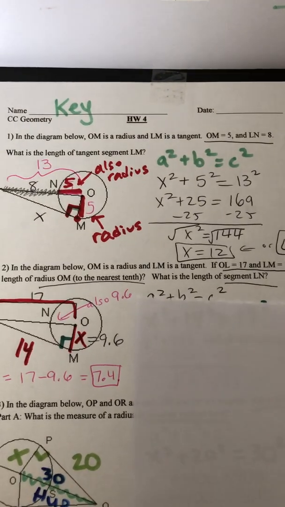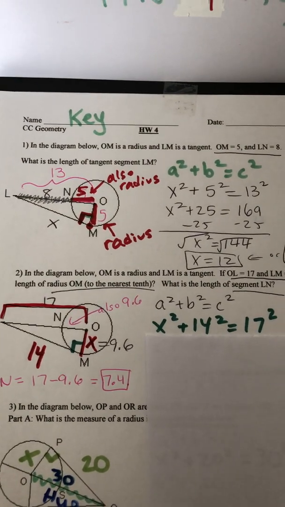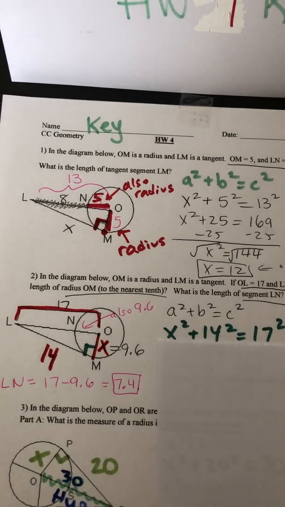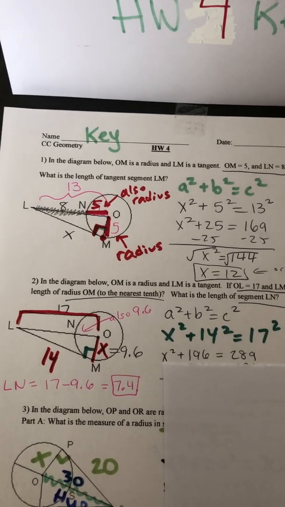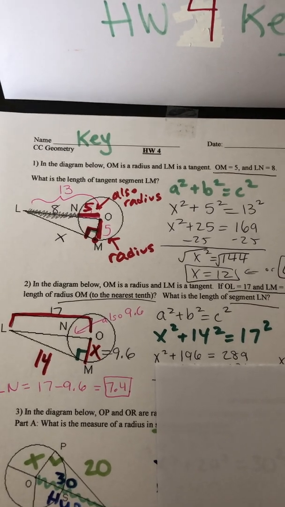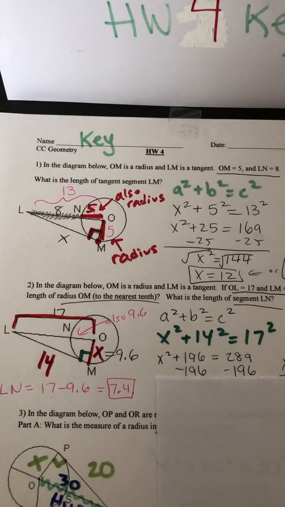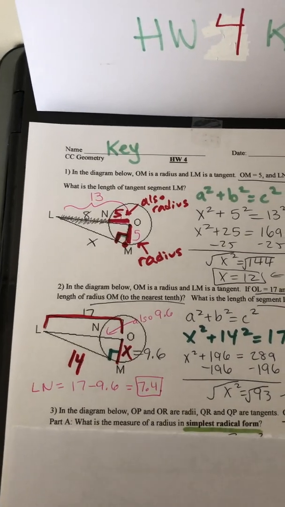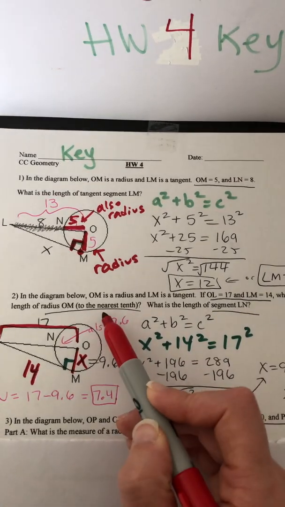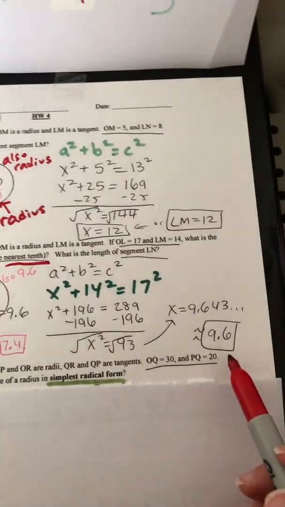I'm going to start it out a little slower here. X squared plus 14 squared equals 17 squared. That's because the 17 is the hypotenuse, it's across from the right angle. Get x squared plus 196 is equal to 289. Subtract 196 from both sides. Get x squared is 93, and you square root both sides. In this case, they want you to round to the nearest tenth, so you get 9.6.